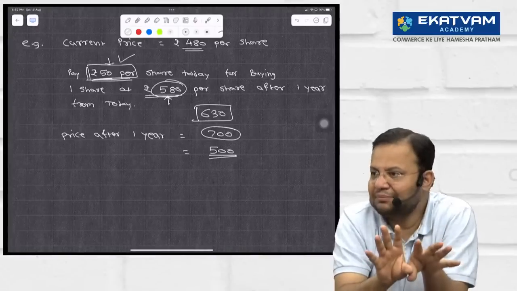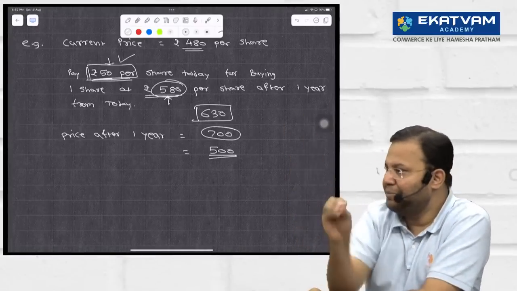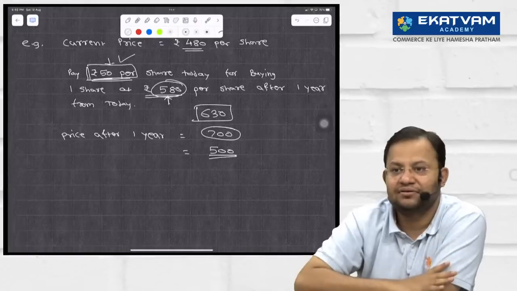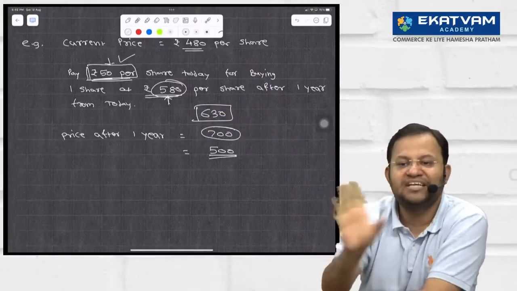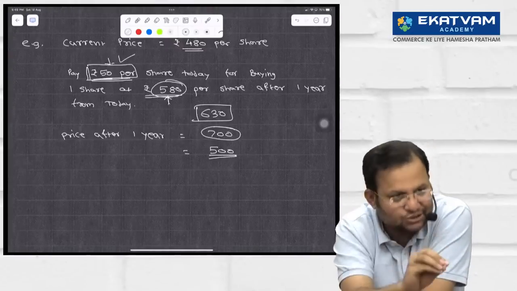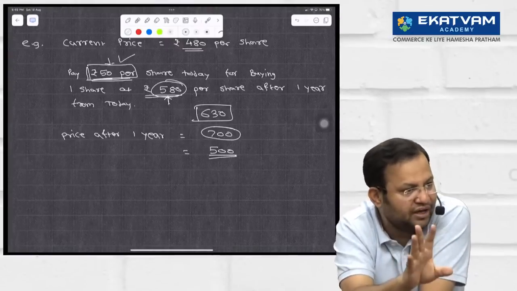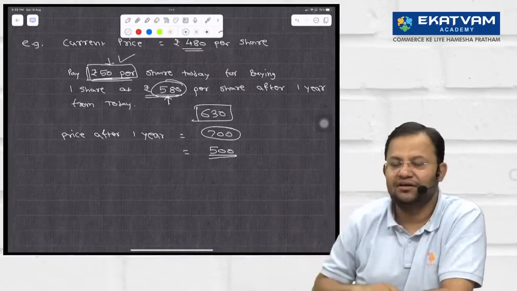ये शेयर वारंट का कंसेप्ट क्या है? Promoter wants to put a capital in the company, but he doesn't have money today. He has a money after 1 year, but he wants to lock in the price today. So he gives some price today. He pays certain premium today and says, I will buy it after 1 year.